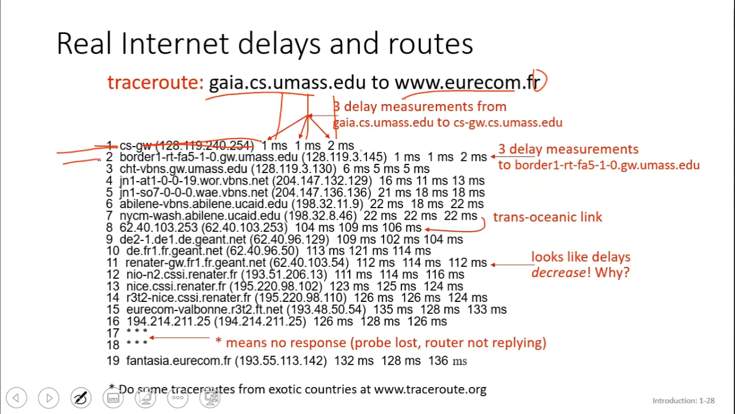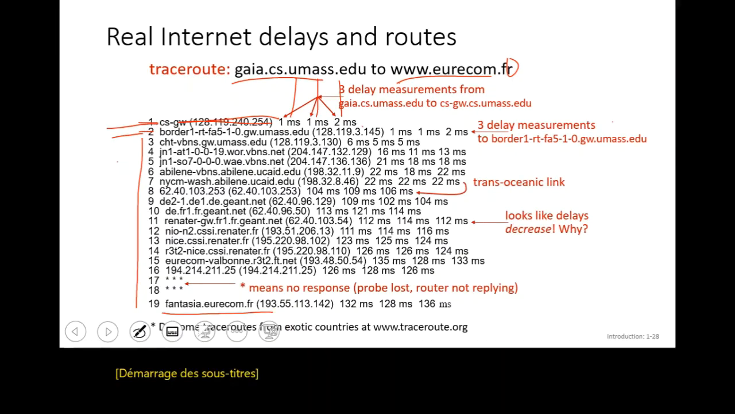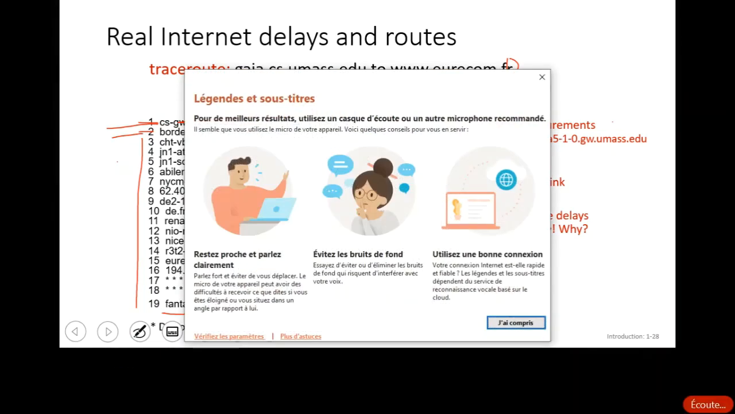Now it goes to another router. Now the request went outside the computer, and then we have some more delays. And as we go on, the trace route will eventually land in France, and then we'll have the result.